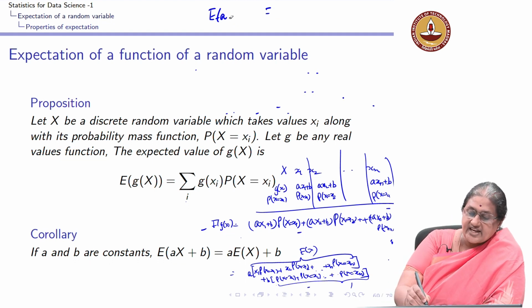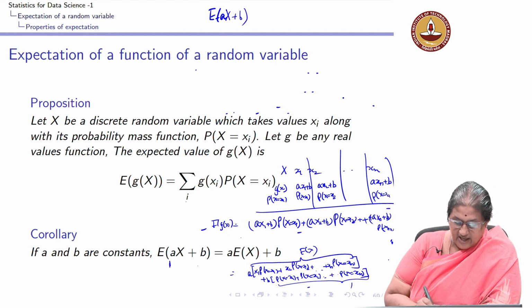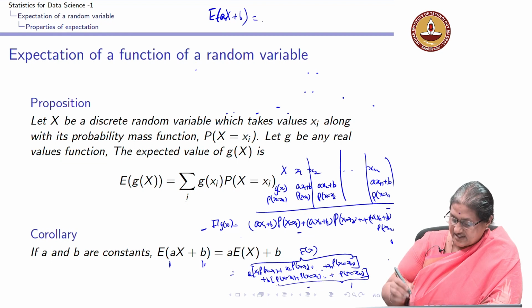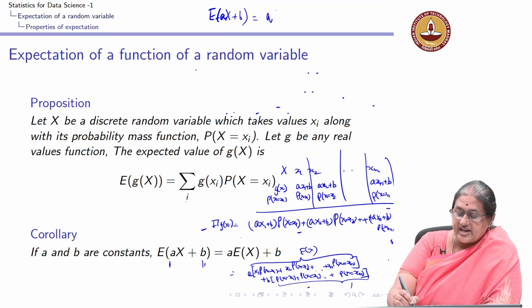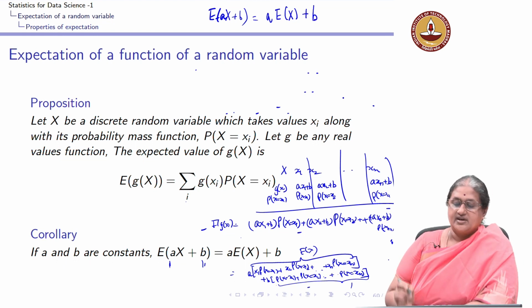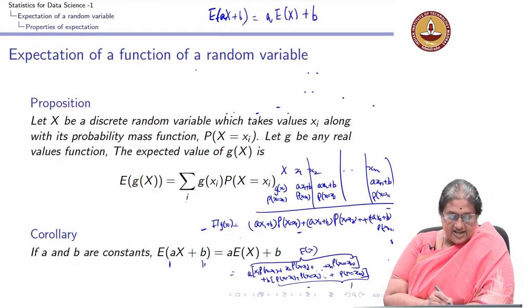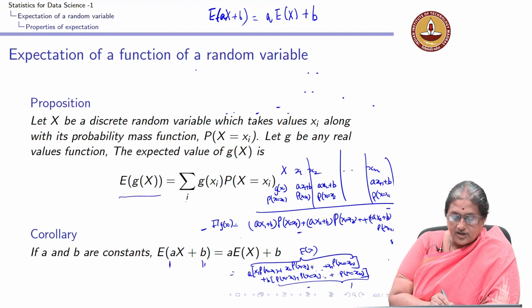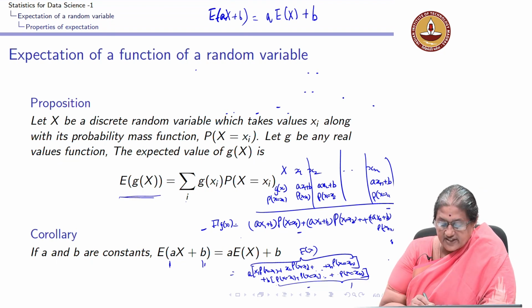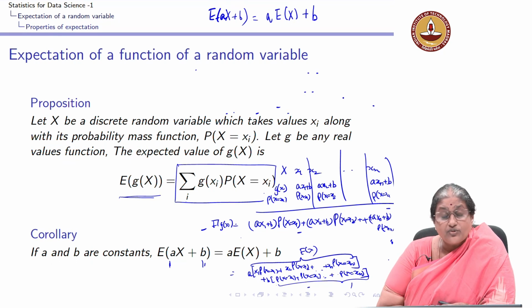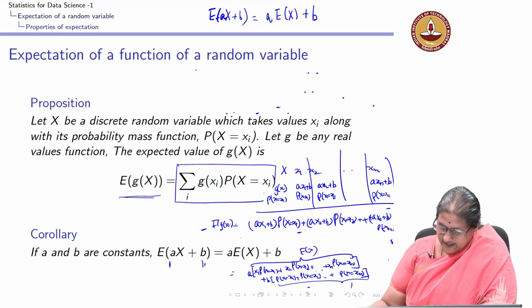Hence, I can check and verify that the expectation of ax plus b, where both a and b are constants, is the same as a times the expectation of x plus b. And this arises as a general corollary to the expectation of g of x being the same as the summation of g of xi into probability x equal to xi.